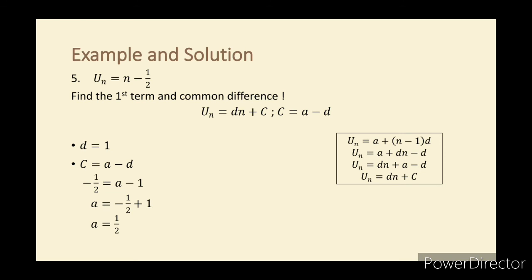From the question, we know that d equals 1, and c equals a minus d. Minus 1/2 equals a minus 1. a equals minus 1/2 plus 1. So a equals 1/2. So the first term is 1/2 and the common difference is 1.